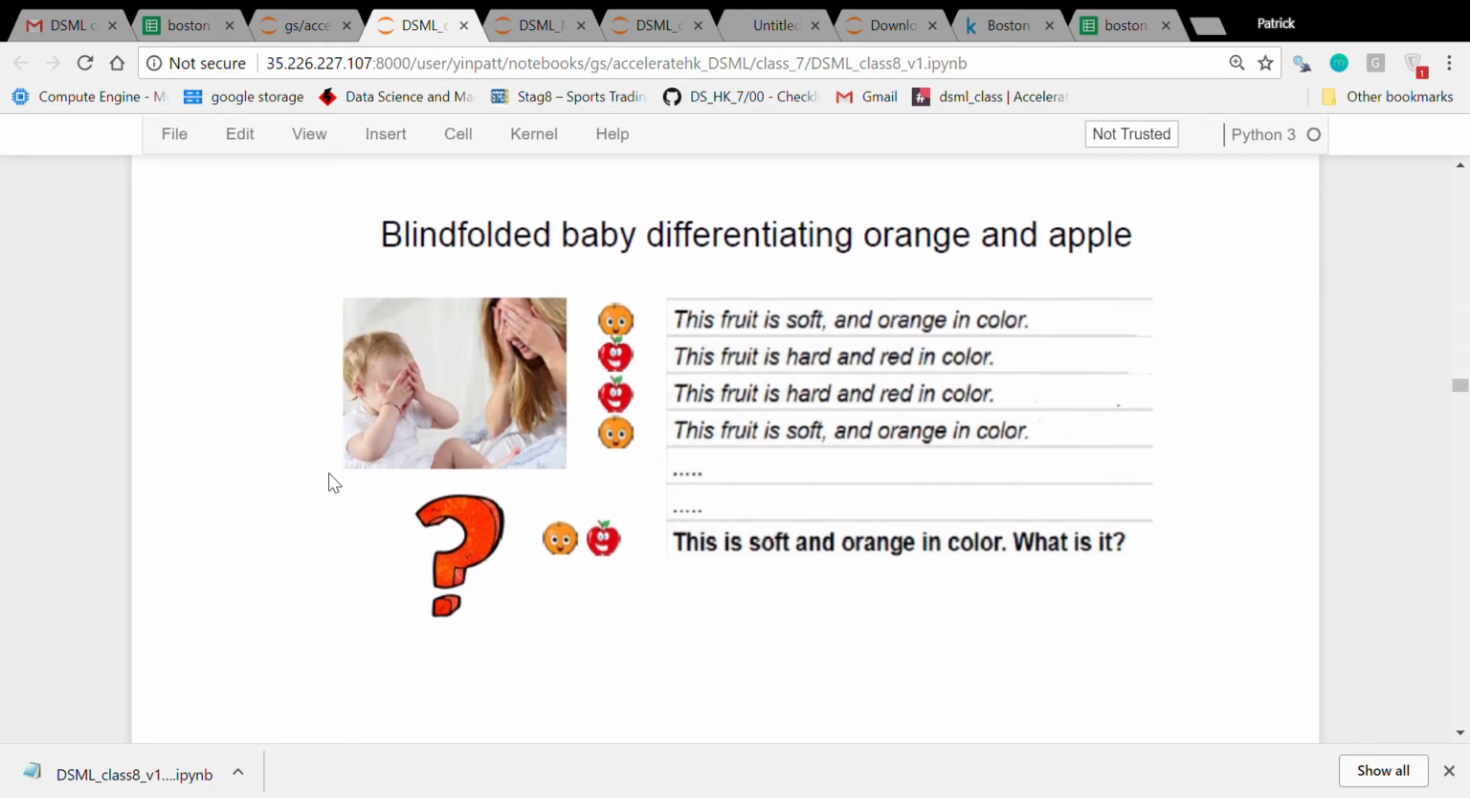Okay, this time, I'll do the same thing. I'll just hand the baby the fruit. The fruit is soft, it's orange in color, the fruit is hard and it's red in color. But this time I won't tell the baby this is an orange or this is an apple.